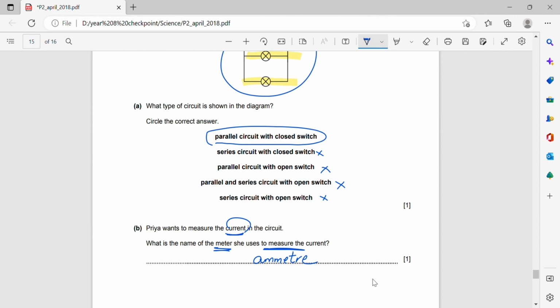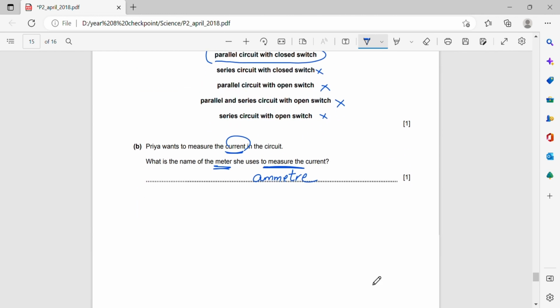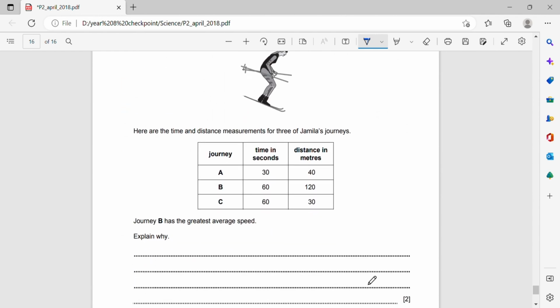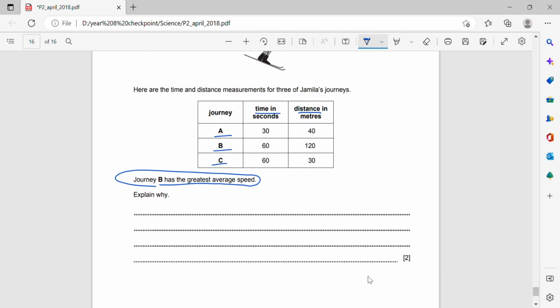The last question for this exam is question 17. Jamila is a skier. Here are the time and distance measurements for 3 of Jamila's journeys. We have journey A, B, C. We have the time in seconds. We have the distance in meters. Journey B has the greatest average speed. How do we know that? Explain why.